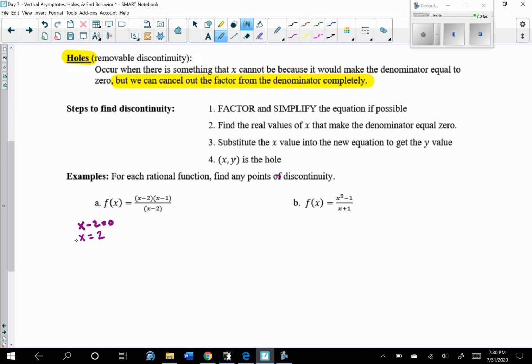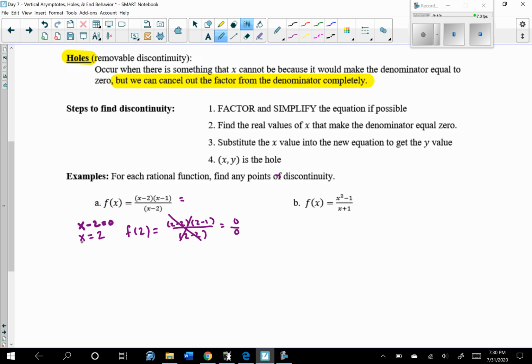So I know this is my area of concern. If I plug 2 into this equation, 2 minus 2 is 0. So if I do f of 2, I get 2 minus 1 over 2 minus 2. Again, if you notice right there, this would be 0 times 1, so that's just 0 over 2 minus 2, which is 0. So we can't have that.